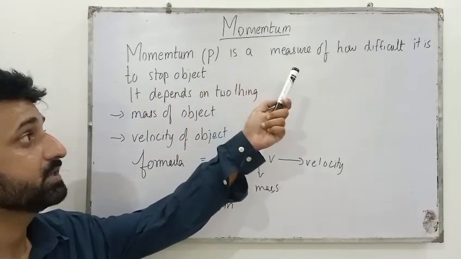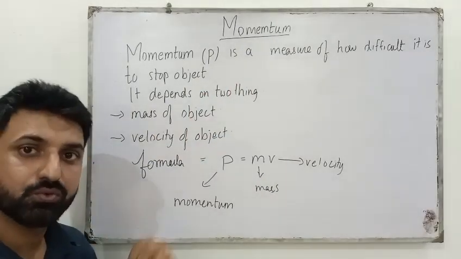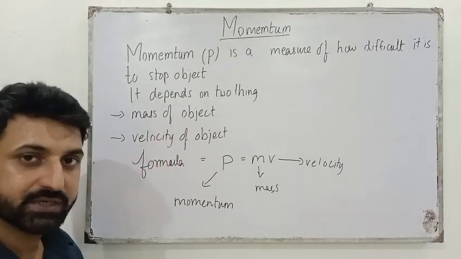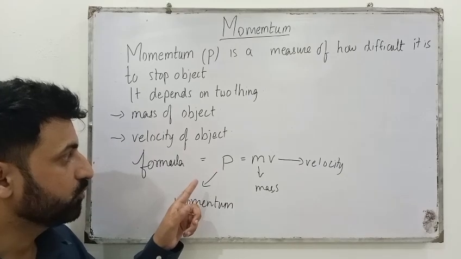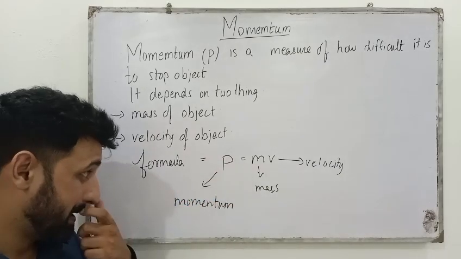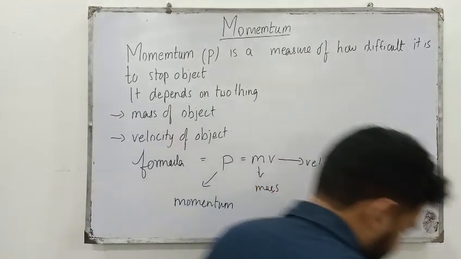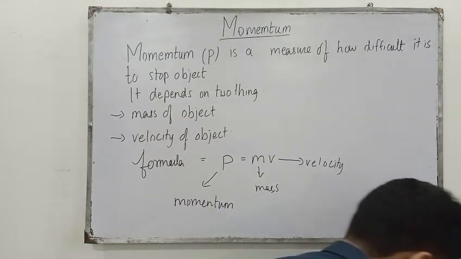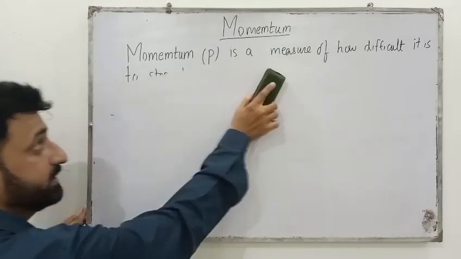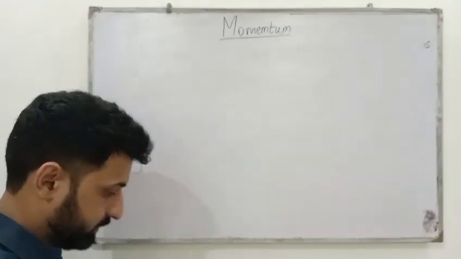Momentum P is a measure of how difficult it is to stop an object. It depends upon two things: one is the mass of the object and second is the velocity of the object. Formula for momentum is P = mv, where P is momentum, m is mass and v is velocity. Now we will do examples of momentum. You have to remember that momentum is a vector quantity because it has a velocity.